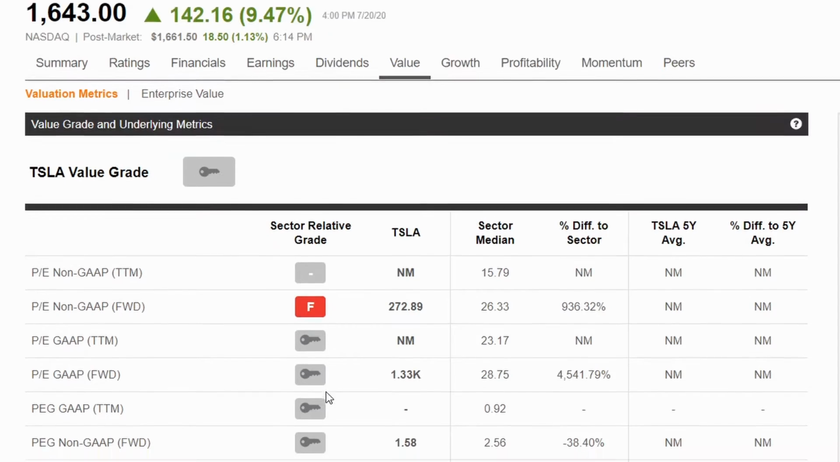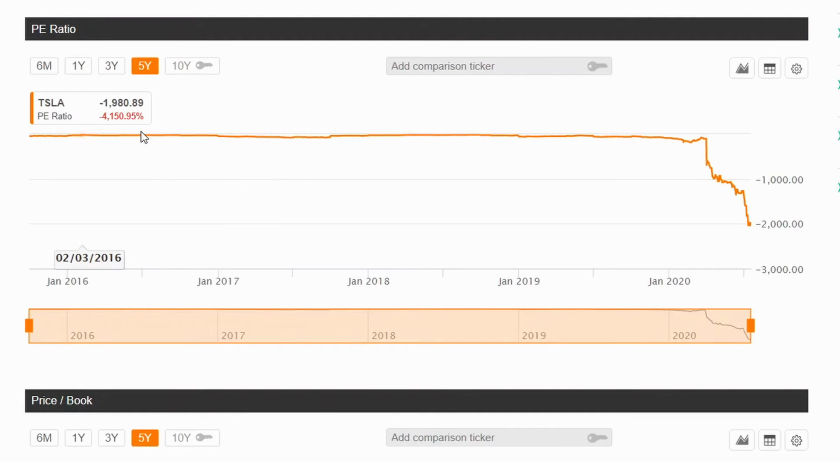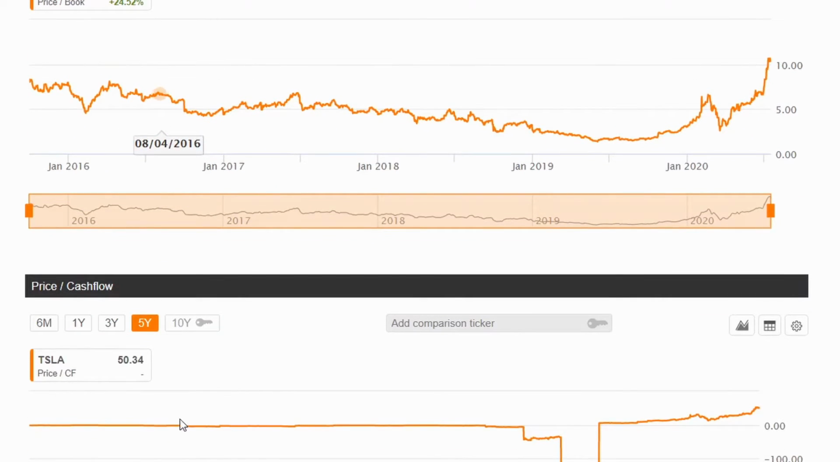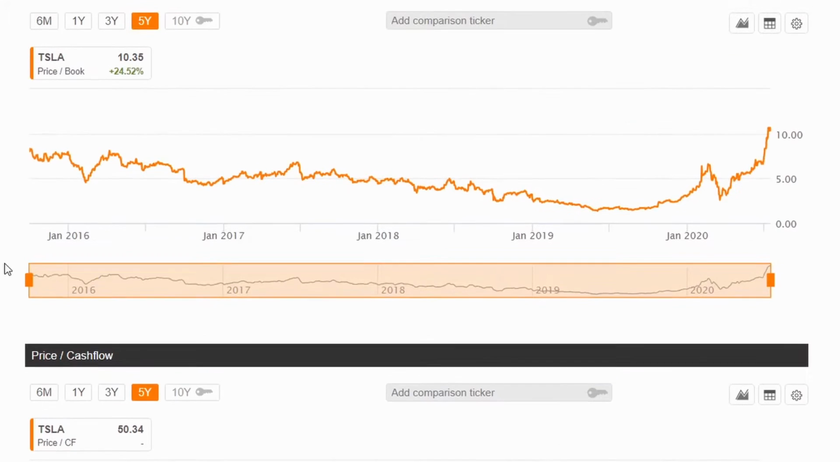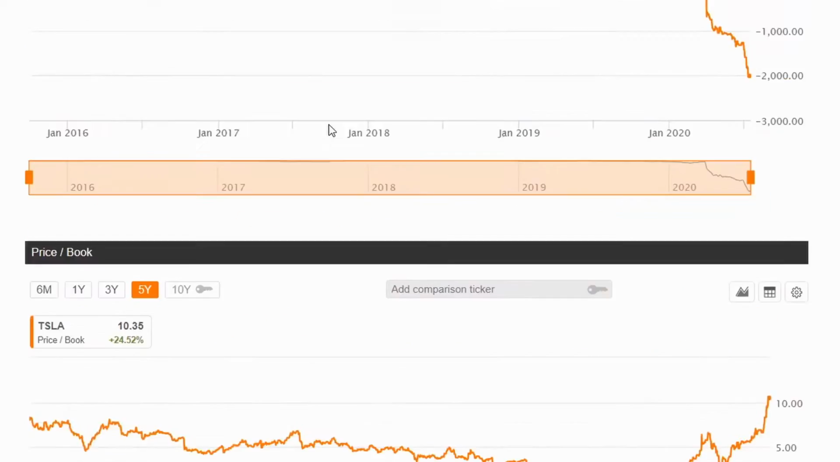It is not a value stock. It is a growth stock. But what's really cool is here's more data that we can see. You can see the PE ratio, which of course is ridiculous. Now, one thing I did notice, sometimes the PE ratios in Seeking Alpha are incorrect. So that's something you got to be wary about. But here's all the charts to look at, right? You got price cash flow, price book, all of these great charts to look at.